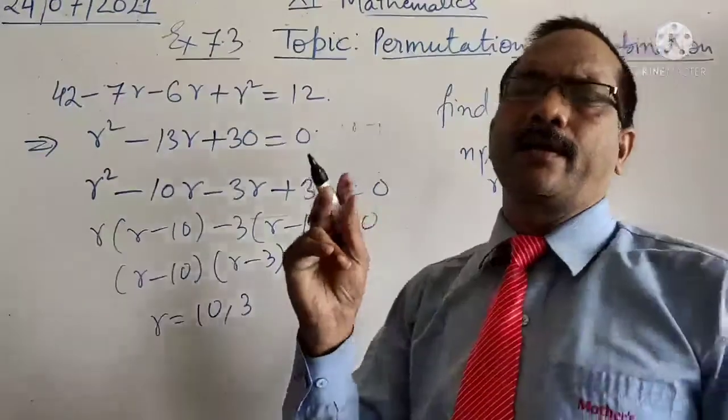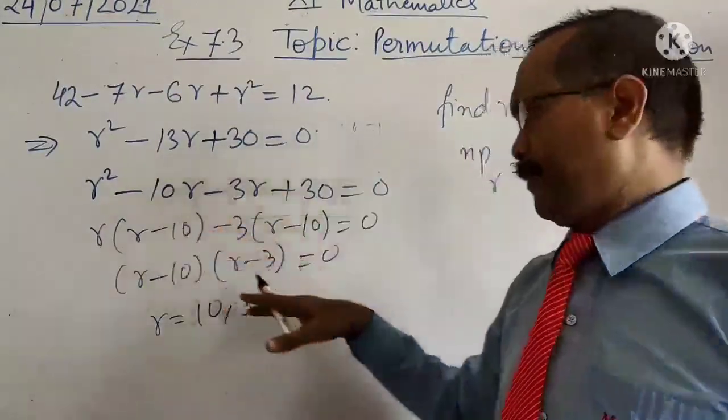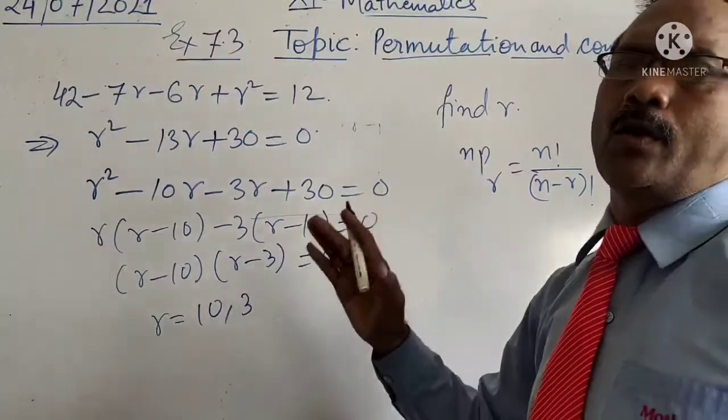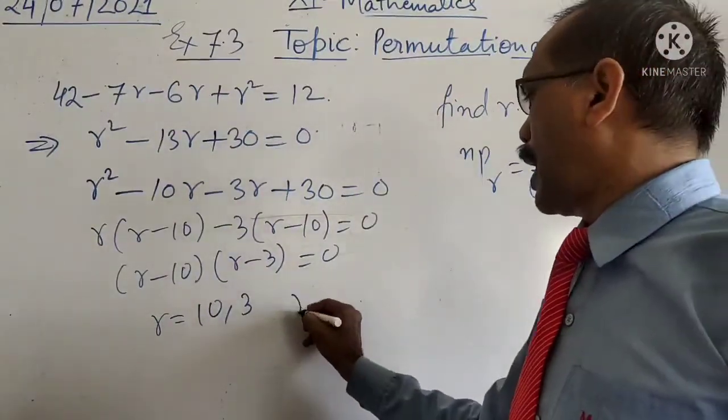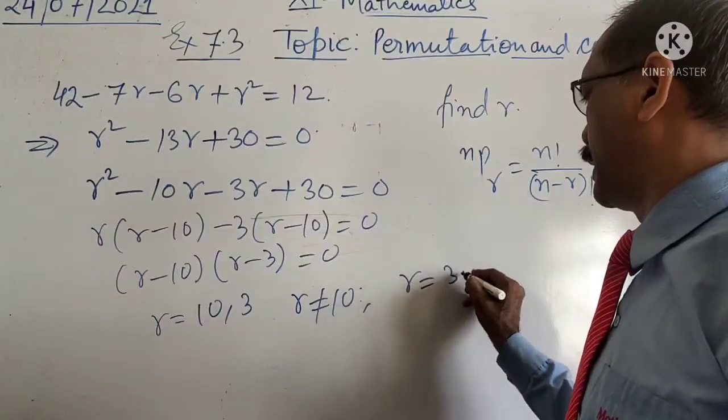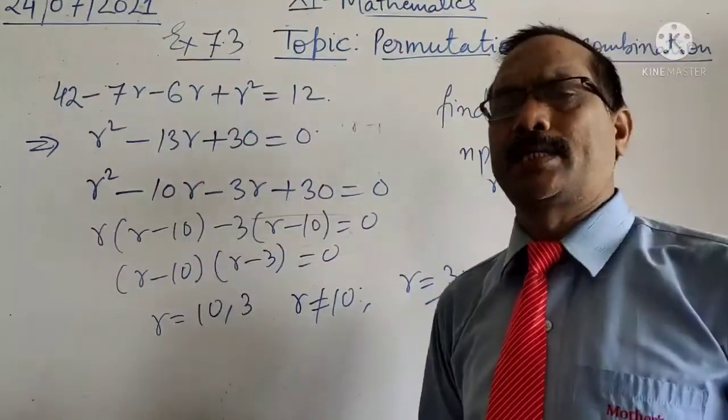Since the question has 5Pr, r cannot be more than 5. So r is not equal to 10. Therefore r equal to 3. Value of r is 3.